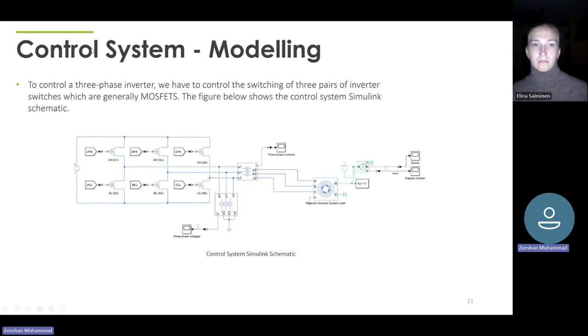In order to control a three-phase inverter, we have to control the switching of three pairs of inverter switches, which are generally MOSFETs. The figure below shows the complete control system simulating schematic, and we can see that the AH and AL represent the high and the low. And then we can see that these are all being controlled by their angular position.